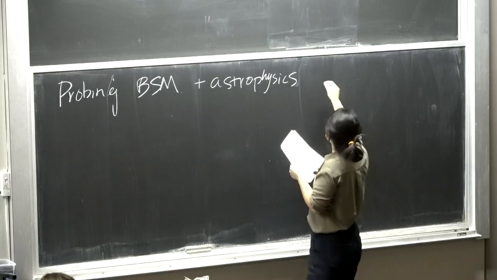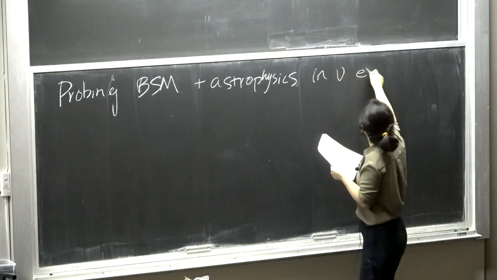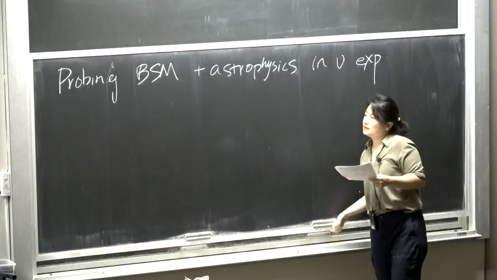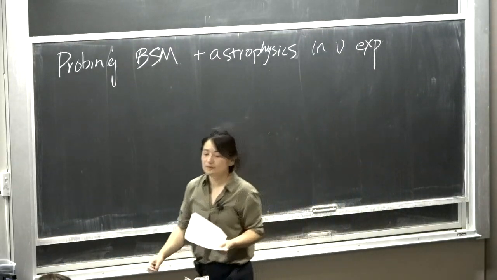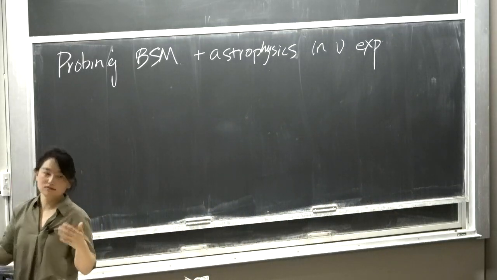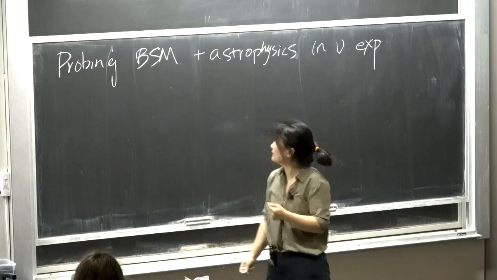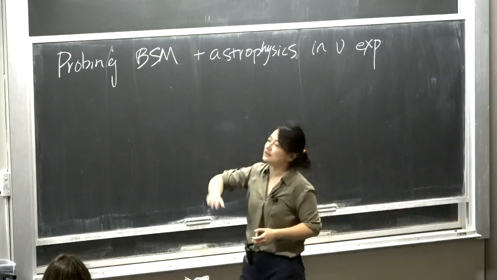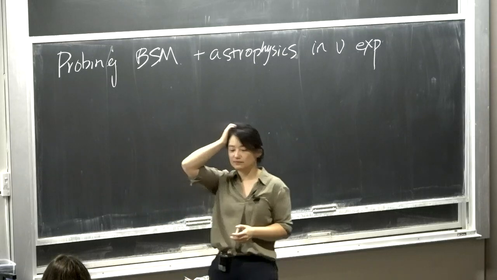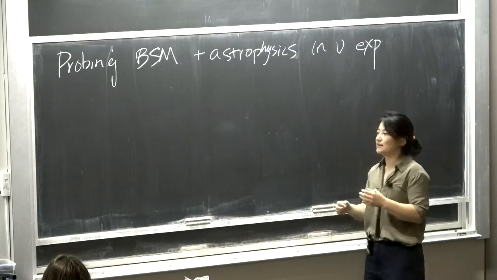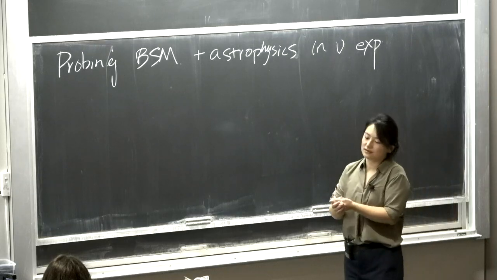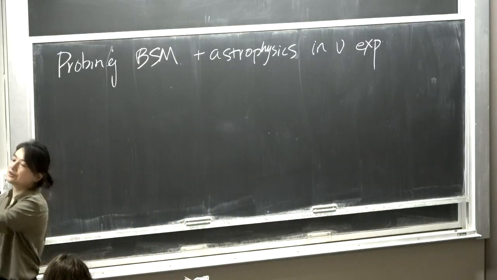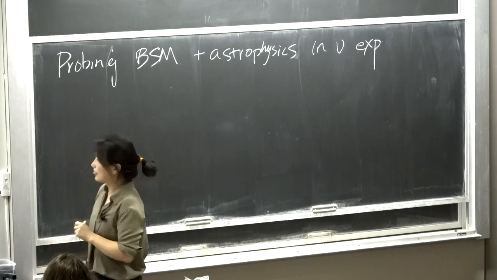Probing BSM and astrophysics in neutrino experiments. The premise is simple. We have talked about how to probe standard neutrino oscillation physics using these experiments, current generation and next generation. And the cross-section is one big footnote to keep in mind: in order for these experiments to reach the expected precision, there's an urgent need for better theoretical calculations of cross-section.